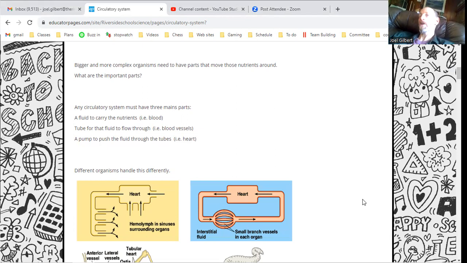Like a plant doesn't have a heart, but it does have a pump system. It doesn't have arteries and veins, but it does have xylem and phloem. And it doesn't have blood, but it has sap. So it has these things. All creatures that are big enough to need a circulatory system have these things.